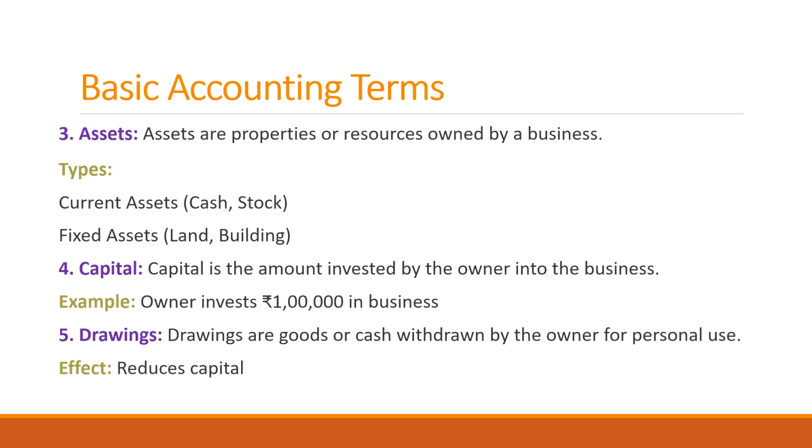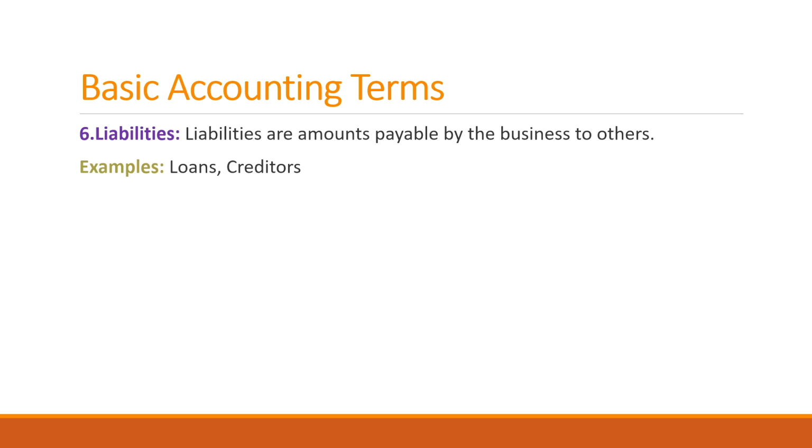Next, we have drawings. Drawings are goods or cash withdrawn by the owner for personal use. The effect is that it reduces capital, because Ravi has invested 1 lakh rupees into his business, right? So now Ravi takes 2,000 rupees from the shop to pay his home electricity bill. So this is drawings and it reduces capital. Let us move on to next.